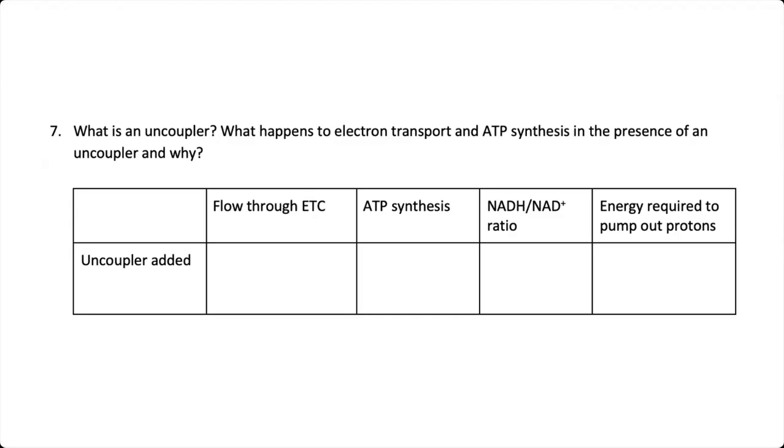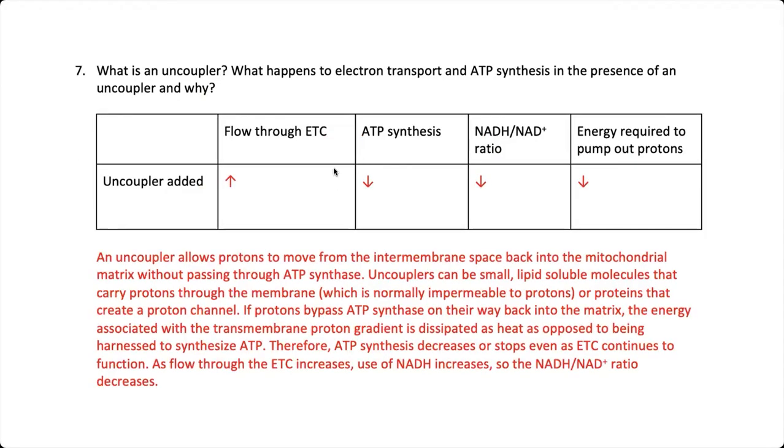Remember, the uncoupler lets protons flow through the membrane without going through ATP synthase. So we would expect ATP synthesis to go down, but we would keep flowing through the electron transport chain. We probably increase our flow through the electron transport chain because we're lowering the gradient, which makes it easier to pump. That's going to make it so that we're using more of our NADH, so our NADH to NAD+ ratio is going to go down, and it's going to make it easier to pump out the protons.